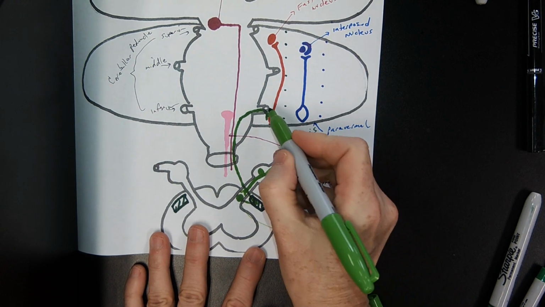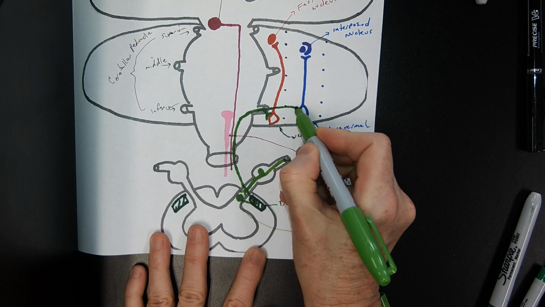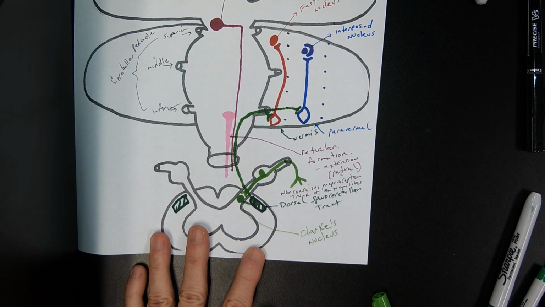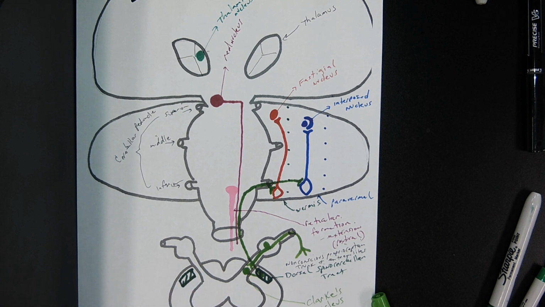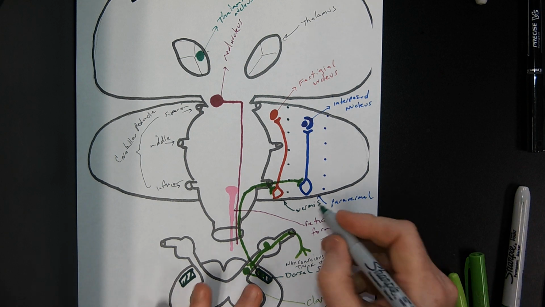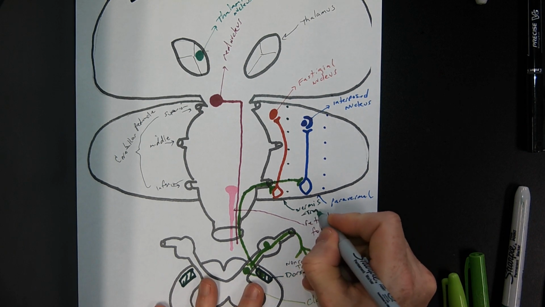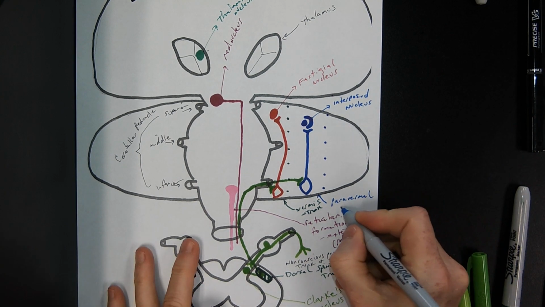And any information that's coming from the extremities is going to come up and synapse with the Purkinje cell that's in the paravermal area. Does that make sense? You said trunk is in the vermal area. Okay, let me write that down. So the vermis is trunk, and the paravermis is extremity.